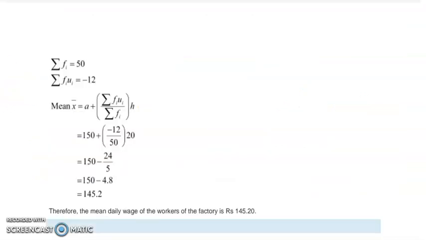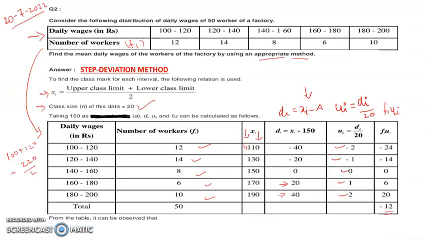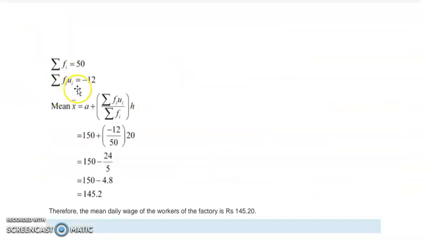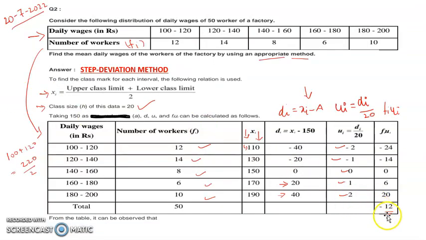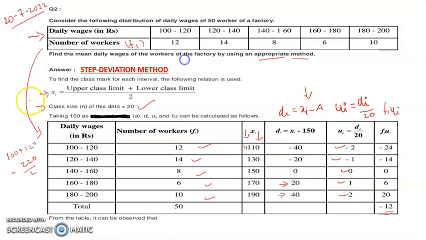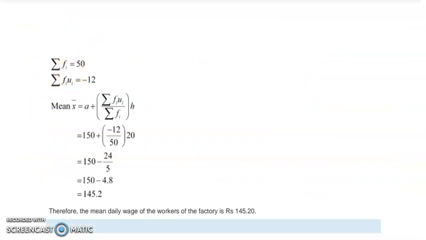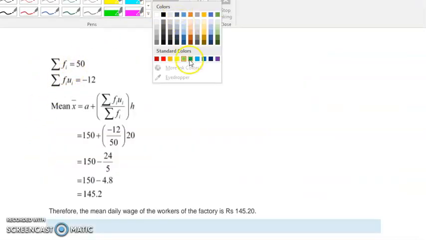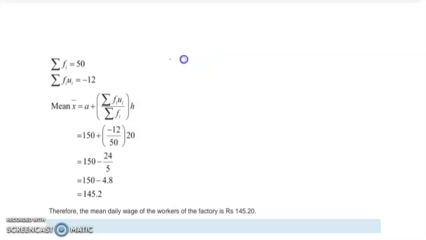So summation f means, students, sum, as I had already told. If you remember, summation f is 50, you can clearly see. Then summation fiui is minus 12, you can clearly see here. Let me change the ink so it will be easy for you to differentiate. All this we have already calculated. Nothing difficult. So sigma fi is 50, sigma fiui is minus 12. So what is the formula? Mean is equal to a plus summation fiui upon summation fi into h.